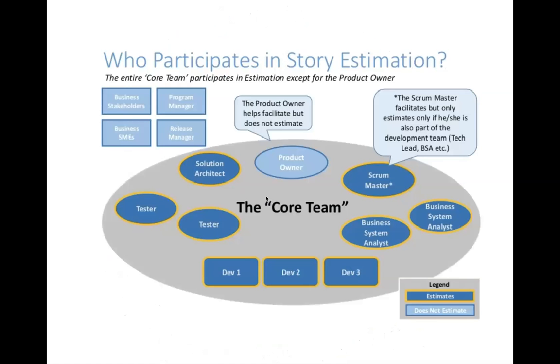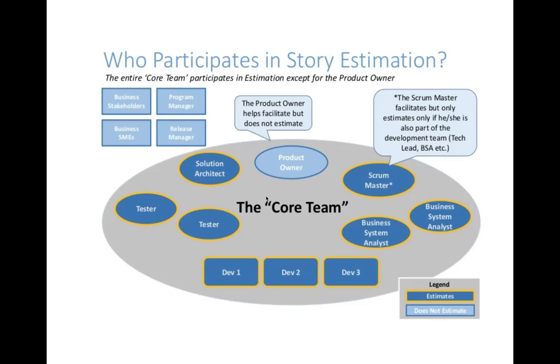So here's the big picture: who are the parts of this estimation? The business stakeholders, business SMEs, program manager, and release manager. And the core team, which contains our development, or another way we can call it, a Scrum team. So the Scrum team contains our product owner, solution architect, all the cross-functional developers, all business system analysts, everybody. They are providing the estimations.